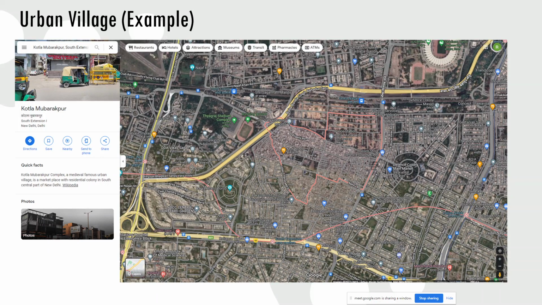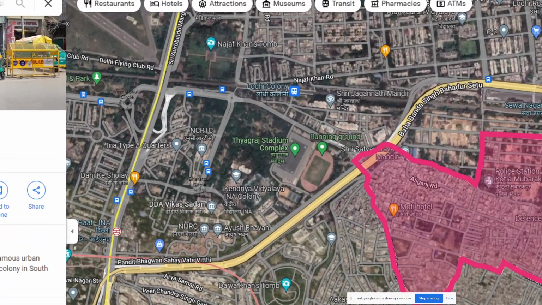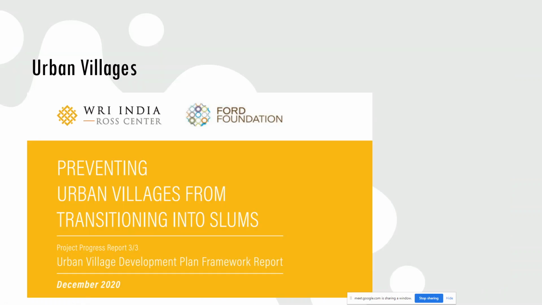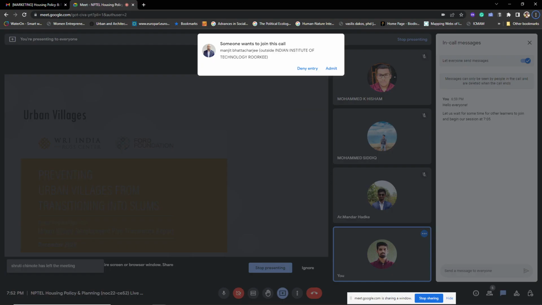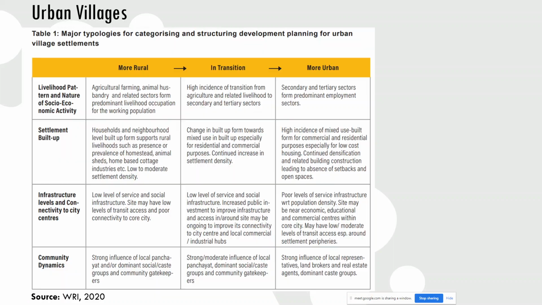So we have seen one of the urban villages in National Capital Territory, New Delhi. This is Kotla Mubarak, surrounded by one of the archaeological sites and also high levels of green space and surroundings. So this is basically a report prepared by the WRI India. This report discusses how urban village development plan frameworks can be developed in order to prevent the urban villages from transforming themselves into the slums.